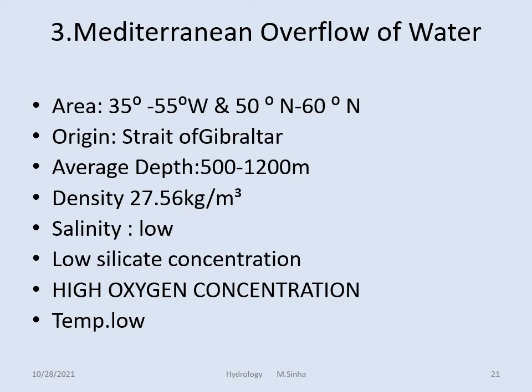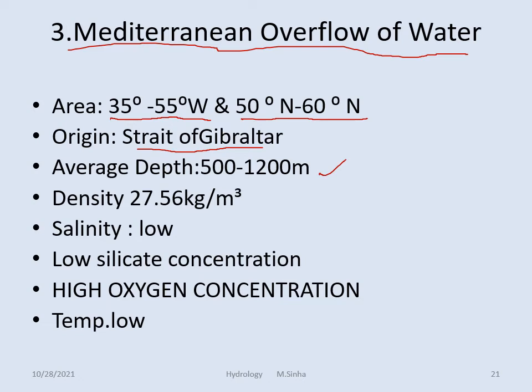Next one is the Mediterranean overflow water. Here I would like to mention that the Mediterranean is a bay, or rather the saline, enclosed part of the Atlantic Ocean. So obviously the salinity, temperature, and density characteristics are quite different from the rest of the Atlantic Ocean. It covers the area of 35 to 55 degrees west longitude and 50 degrees north to 60 degrees north latitude. Its origin is near the Strait of Gibraltar. Average depth is 500 to 1200 meters. The density of the ocean water is comparatively high, at 27.56 kg per cubic meter.